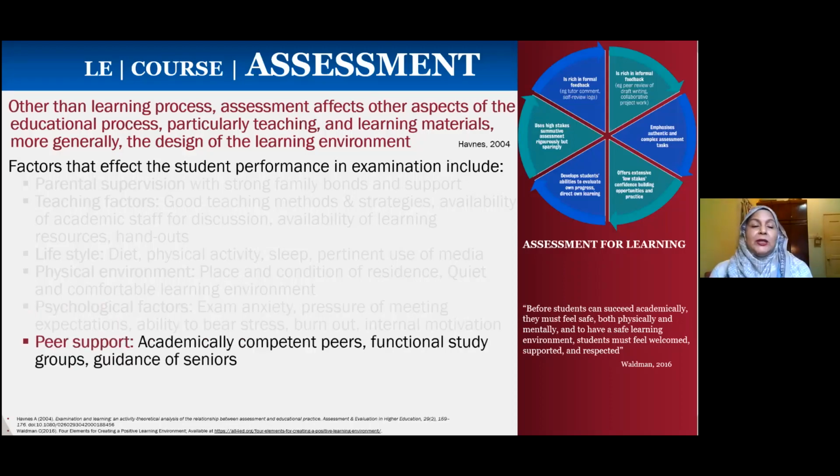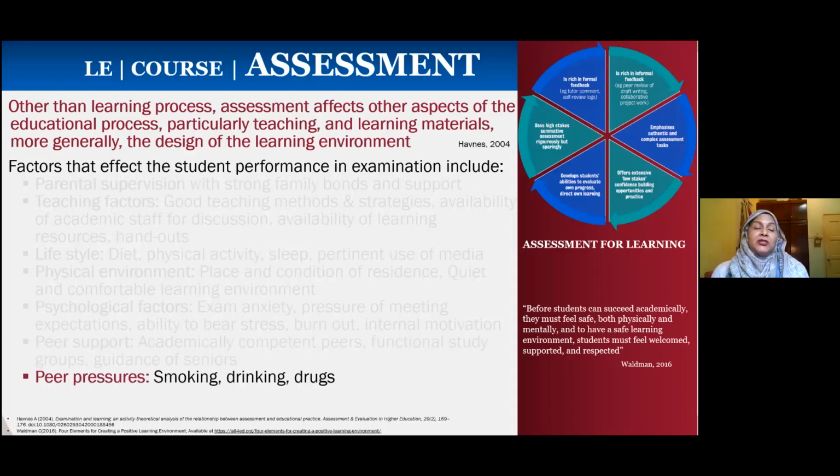Peer support is very important. Academically competent peers can help their friends who are not that up to par, and they can pull those students to achieve high grades. Functional study groups and the guidance of the seniors is also a very important component. Peer pressure plays a very important role in the learning environment, in the assessment environment of the students, which includes behaviors like smoking, drinking, and taking drugs, which is a menace in some of the universities and some of the places.